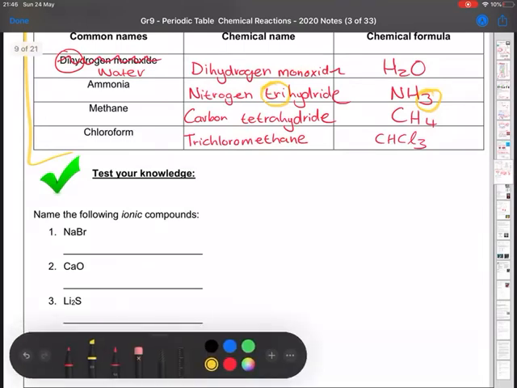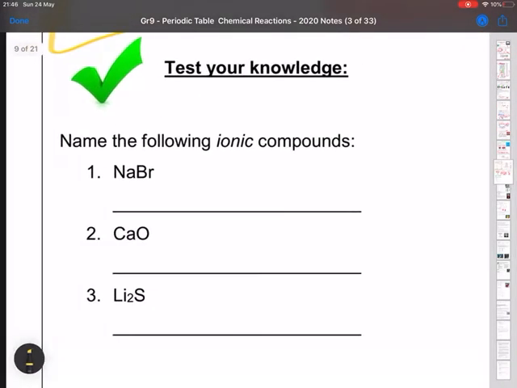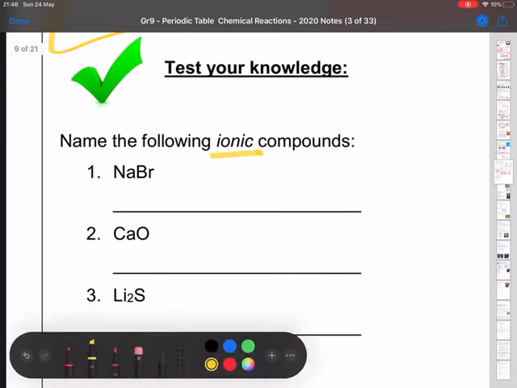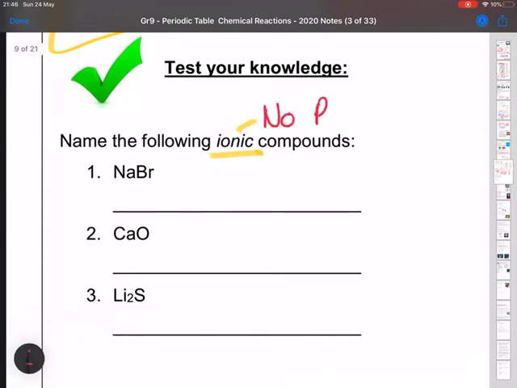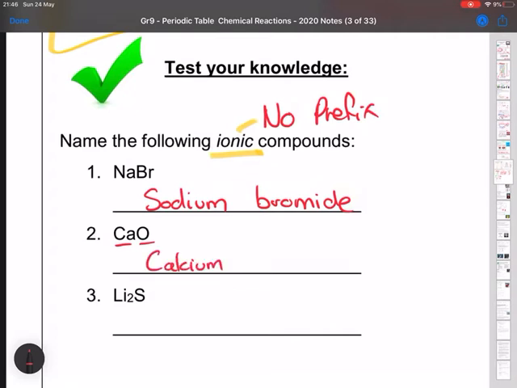Let's do some together. So we've got NaBr, they are ionic. So we do not have prefixes for ionic compounds. So just sodium bromide, not sodium monobromide. The next one, we've got calcium, oxygen, so calcium. Even though you might want to say calcium monoxide, it's not calcium monoxide because these are ionic compounds and no prefix.